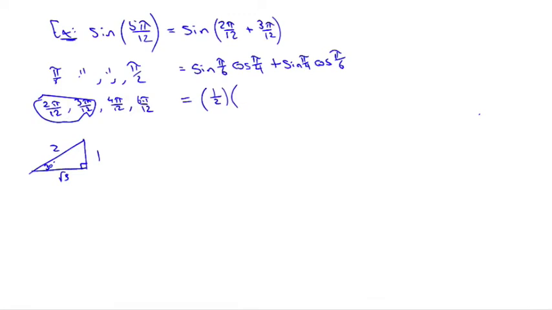What's cosine of pi over 4? That one you should memorize. 45. That's square root of 2 over 2. Sine of 45, square root of 2 over 2. And cosine of pi over 6, square root of 3 over 2.